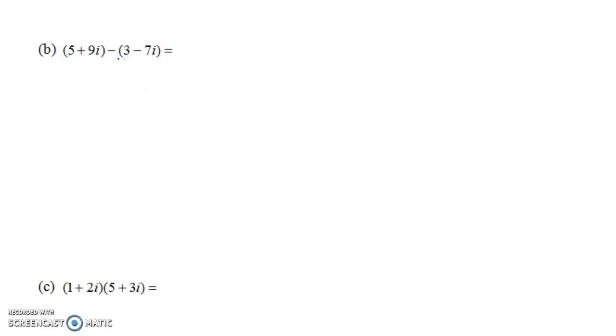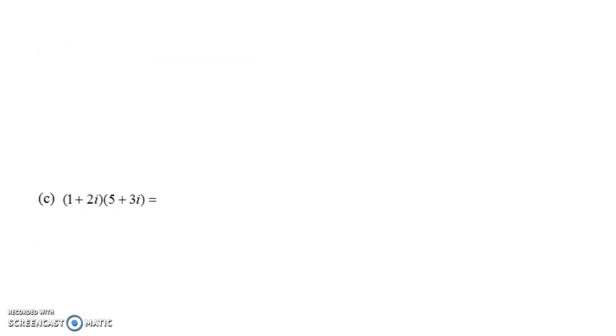Okay, now subtraction is also quite simple. So here we just subtract the real and imaginary parts. So 5 plus 9i minus 3 minus 7i. We do 5 minus 3, which is 2. And then we do 9i minus a negative 7i. That's going to be 9i plus 7i. That's 16i. Okay, so addition and subtraction of complex numbers is pretty easy. You just add and subtract the real and imaginary parts.